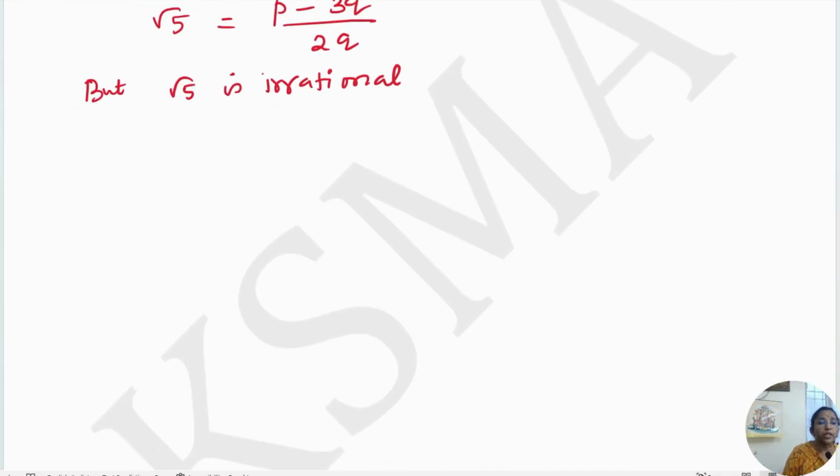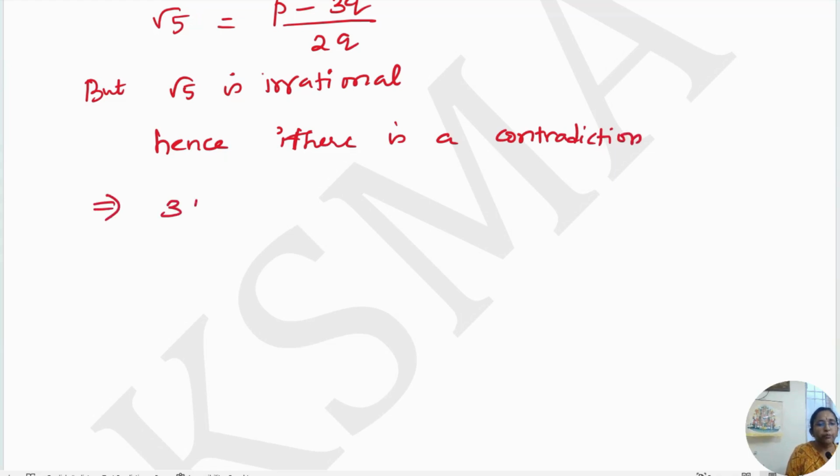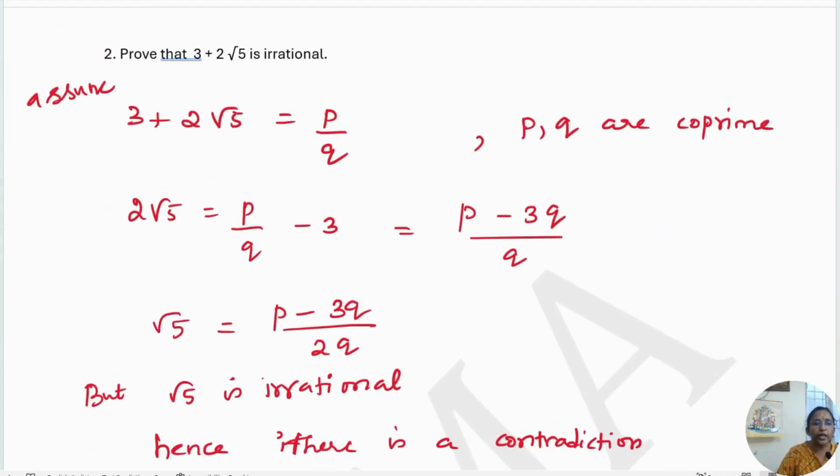So this will contradict our assumption. Hence there is a contradiction to our assumption. So we can say 3 plus 2 root 5 is irrational. Hence proved. If the mark is on the higher side, then you can give all the steps to prove root 5 is irrational. Otherwise it is okay.